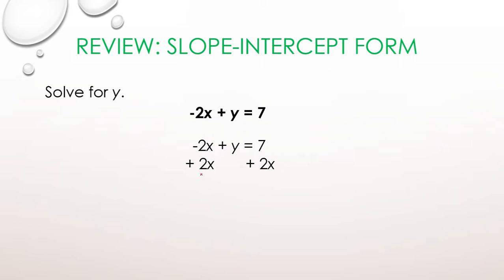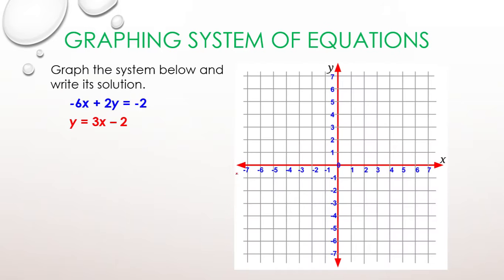So we're going to get rid of the negative 2x on the left side by adding it to both sides of the equation. When we do that, we get 2x plus 7, and that now is in slope-intercept form. Alright, so let's go ahead and actually graph. So graph the system below and write its solution.